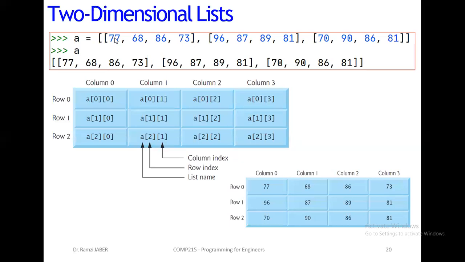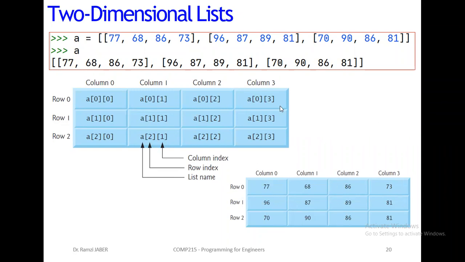So the first element will be row 0, and each element inside the first element is a column. If I want to go here to 75, row 0, column 0, I call it A[0][0]. For the list A, the first index is for the row, the second index is for the column. So A[0][0] means 75, A[0][1] means 68, and so on.